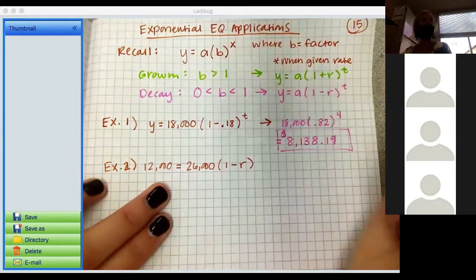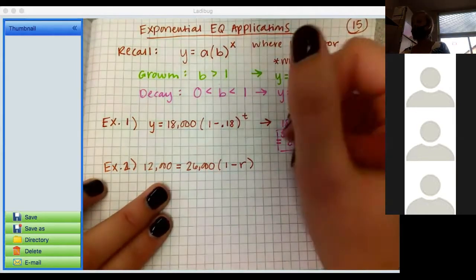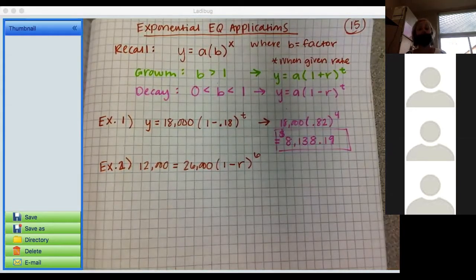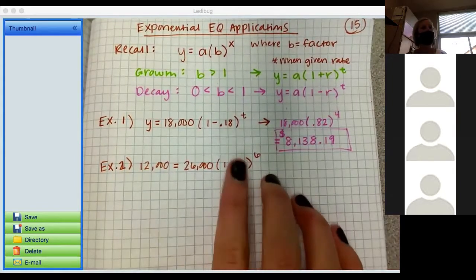1 minus R because we don't know the rate, and then I did tell you 6 years, so raised to the 6th. You can put 1 minus X. That's okay with me, because that's what you're solving for, okay? All right, so we want R by itself. We're trying to find the rate.